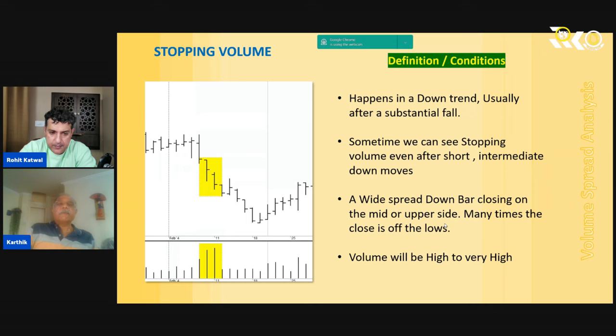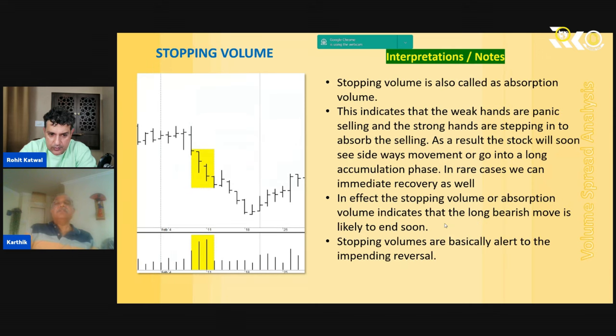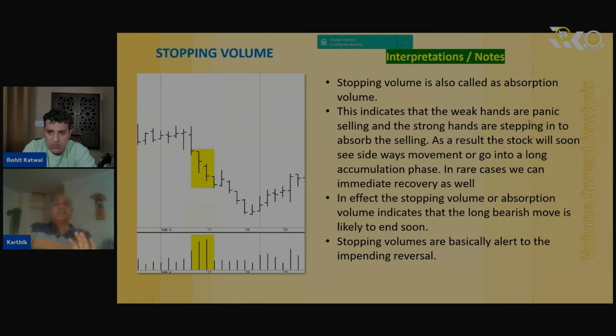So the interpretation is, the stopping volume is also called the absorption volume. This indicates the weak hands are panic selling and the strong hands are stepping in to absorb the selling. As a result, the stock will soon see sideways movement or go into a long accumulation phase. So this will indicate that the bearish move is about to end.